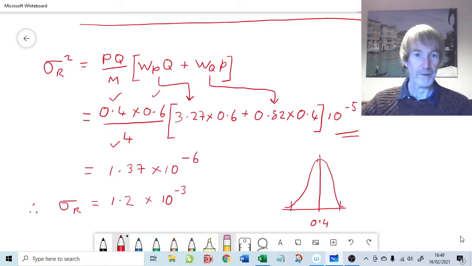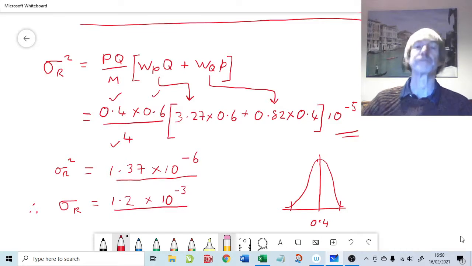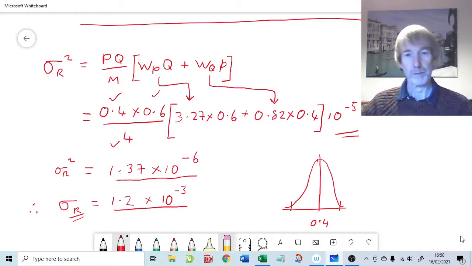It gives us a variance, don't forget this is variance, of 1.37 times 10 to the minus 6. We obtain the square root of the variance to give 1.2 times 10 to the minus 3. Right, and that's what we'd expect if we have a random mixture. That's the random standard deviation mixture quality when it's completely mixed. We're not really expecting anything better than that, although that's actually quite a good value.